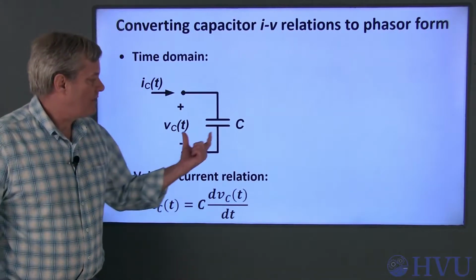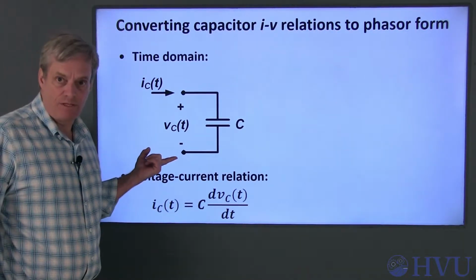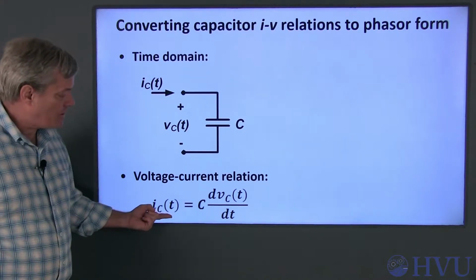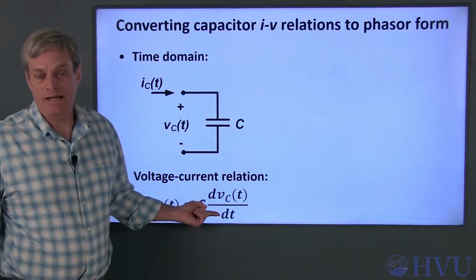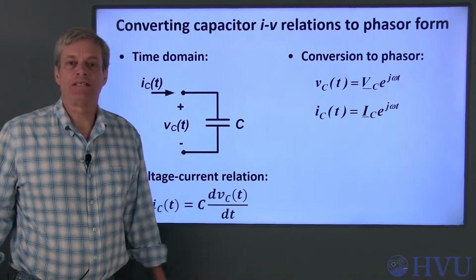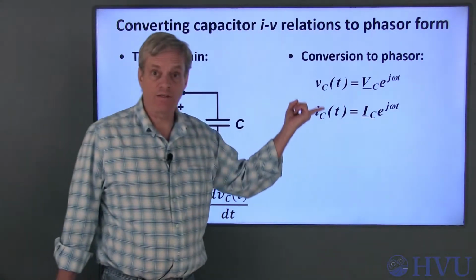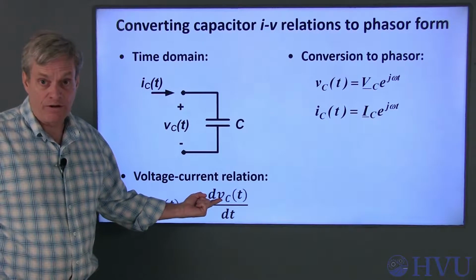Our last circuit element is a capacitor. In the time domain, the capacitor voltage is V_C of t and its current is I_C of t. The capacitor current is equal to the capacitance times the derivative of voltage with respect to time. In the case of the steady state response to sinusoidal voltages and currents, we can use phasor notation and complex exponentials to represent the voltages and the currents.